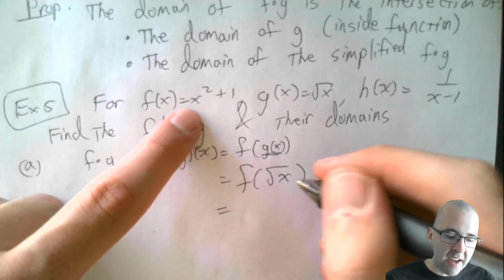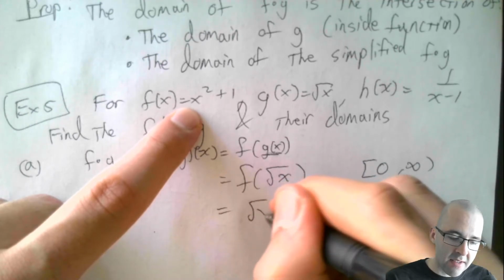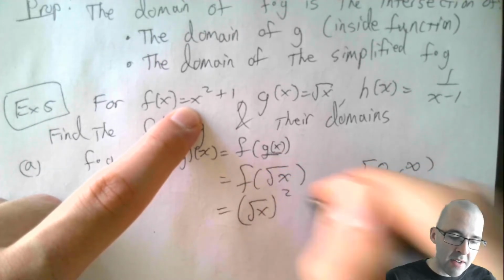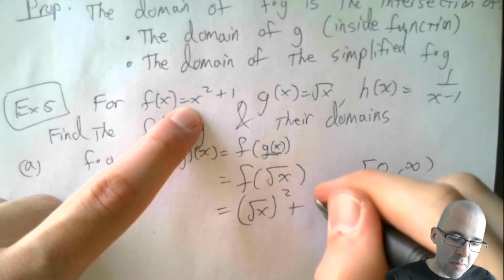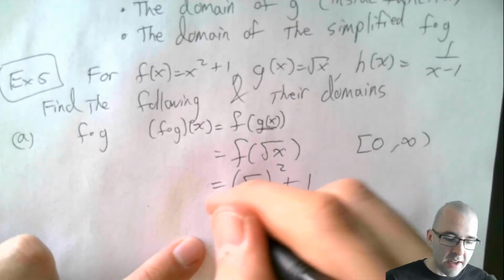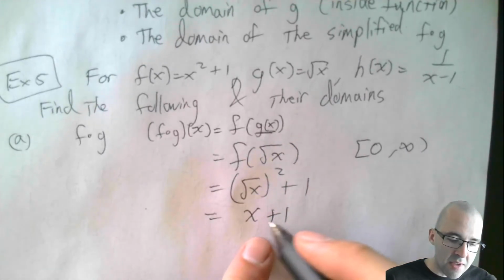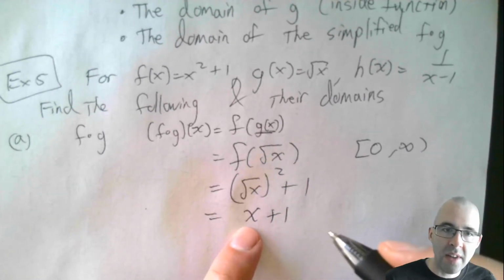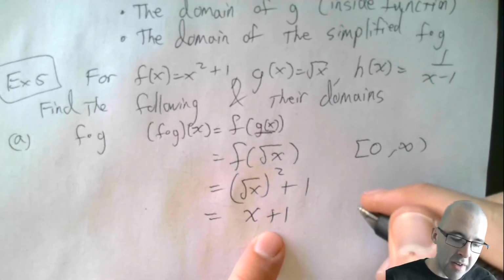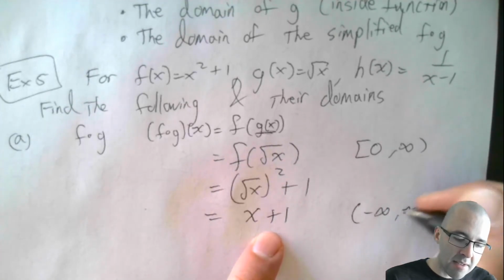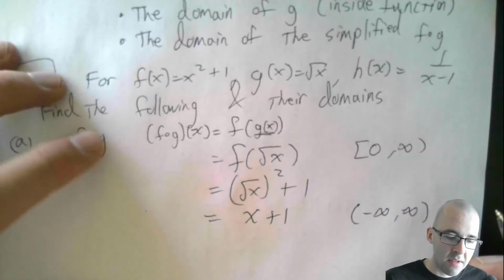So everywhere that there's an x, we replace it with the square root of x. So it's no longer x squared, it's the square root of x, squared, plus 1. And again, this simplifies. Square root of x squared is just x, plus 1. So what's the domain of x plus 1? x plus 1 is a line. The domain of x plus 1 is negative infinity to positive infinity, all real numbers.